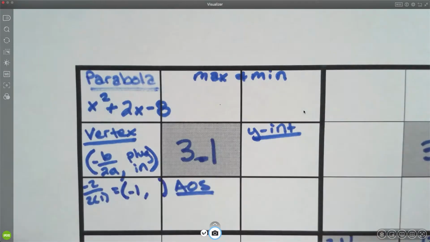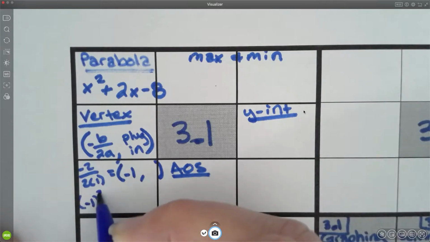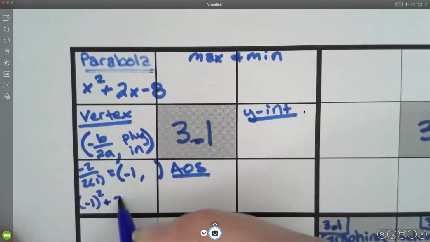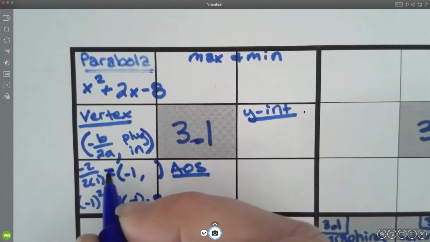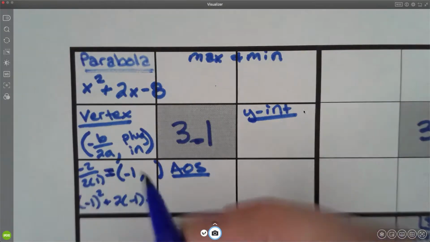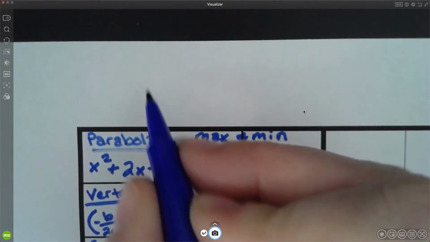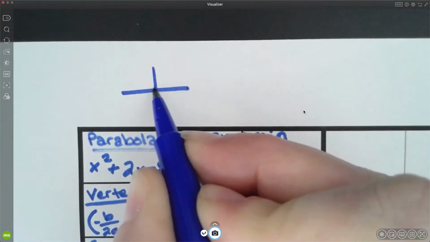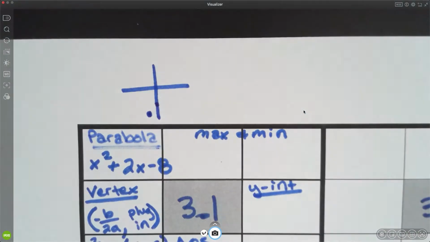We've got to plug it back in to find the other something, right? So you're going to take negative 1 squared, which is 1, minus 2, plus 2 times negative 1, minus 8, equals. Okay, so negative 1 squared is 1. Minus 2 minus 8. Negative 9. So my vertex is negative 1, negative 9. Okay? All right, I'm going to graph him up here because I'm going to run out of room. So negative 1, negative 9 is all the way down here. That's my vertex.